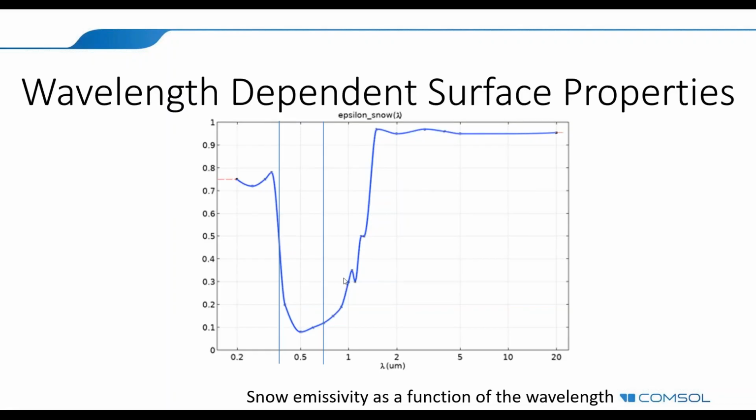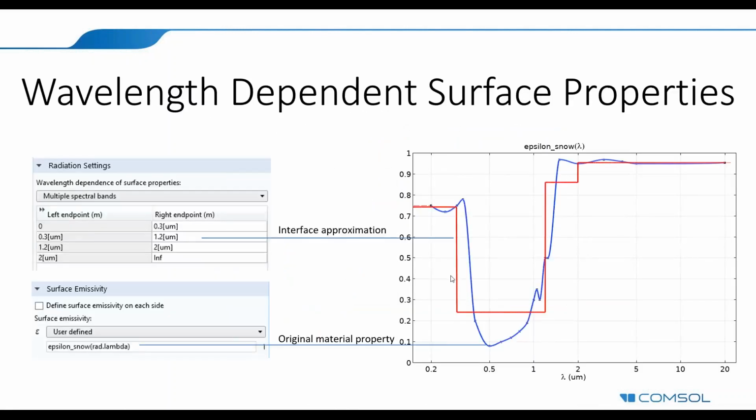But now assume you want to include that in the model. Obviously, you need to do something to account for the change, and you can define, for example, 4 spectral bands. So 4 intervals, and in the user interface, you just have to specify the endpoints. So 0.3 micron, 1.2 micron, 2 micron. And then COMSOL Multiphysics will automatically compute the average property for each spectral band and approximate the surface property, here the surface emissivity, by the red curve.